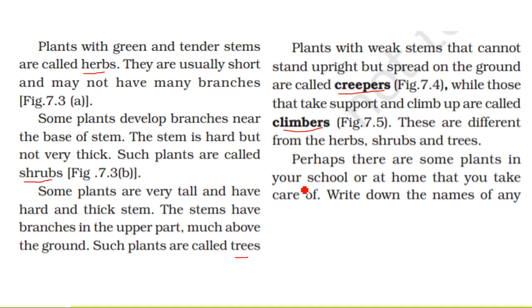Plants with weak stems that cannot stand upright but spread on the ground are called creepers. They're creeping over the ground. On the other hand, there are some plants which also have weak stems, but they do not creep. They climb on the supporting materials present around them. So they take support and climb up. That's why they are called climbers.